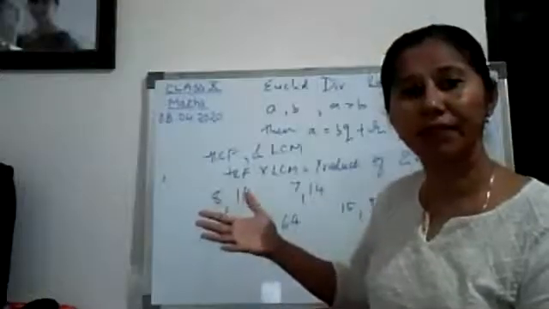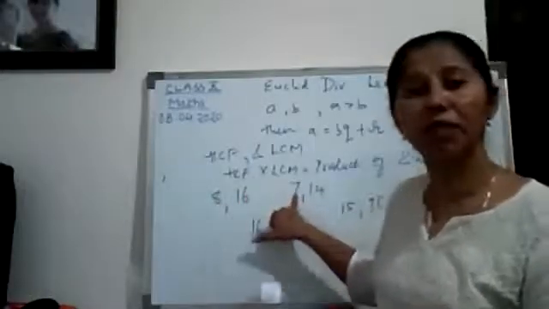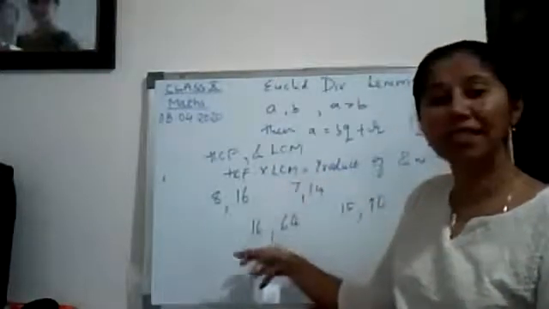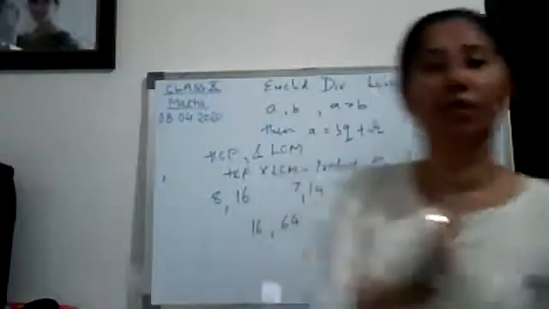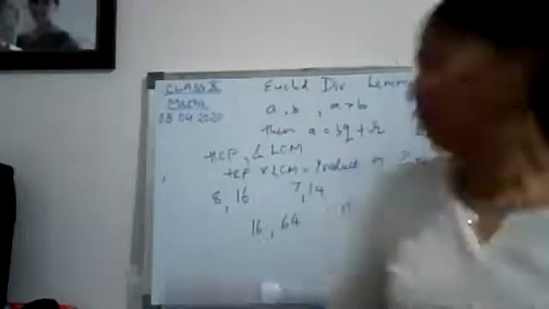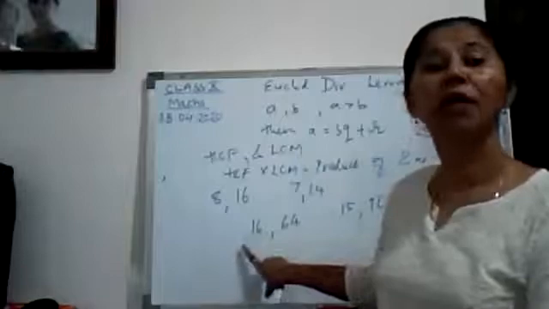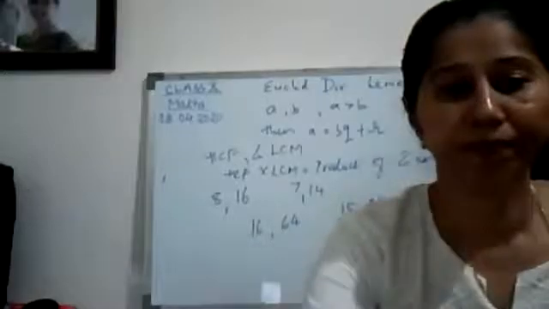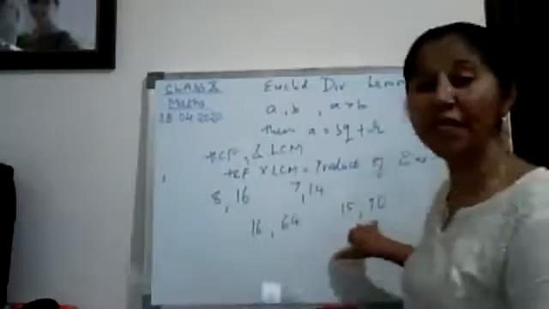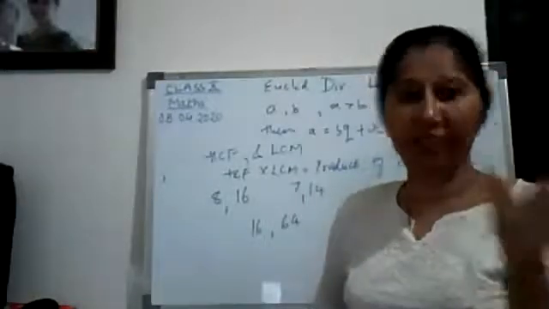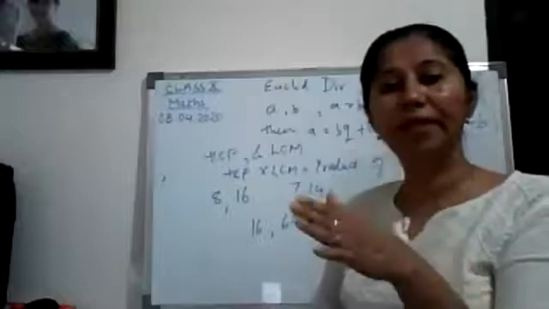Similarly, 7 and 14. Okay, so what would be the HCF here? The smaller number will be HCF and the bigger number will be LCM. Similarly, 16 and 64. Like we know the tables, and we can say that 16 fours are 64, right? So the smaller number becomes the HCF, and the higher number would be the LCM. Similarly, 15 and 90. So 15 sixes are 90. So we can say that 15 is HCF and the larger number 90 becomes the LCM.